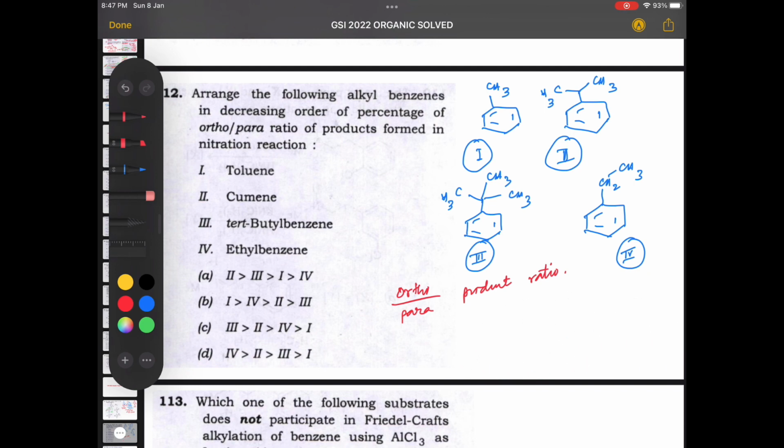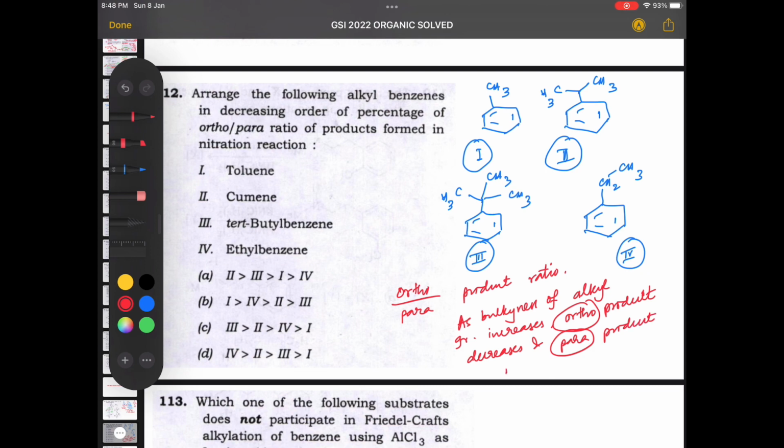I'm sorry for that. And para product would increase with the increase in bulkiness. As the bulkiness of the alkyl groups increases, the substitution at the ortho position of the electrophilic aromatic reaction, which is nitration here, decreases. So ortho product decreases and para product increases. As bulkiness increases, ortho decreases and para increases.